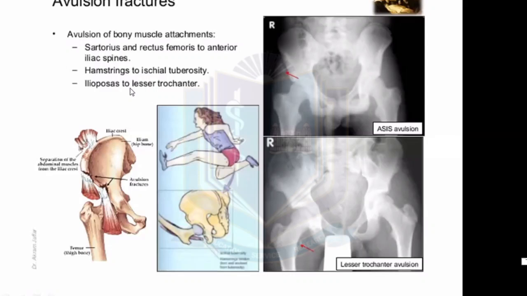Normally the iliopsoas causes flexion of the thigh at the hip joint. If that is excessively extended, that can again lead to injury.